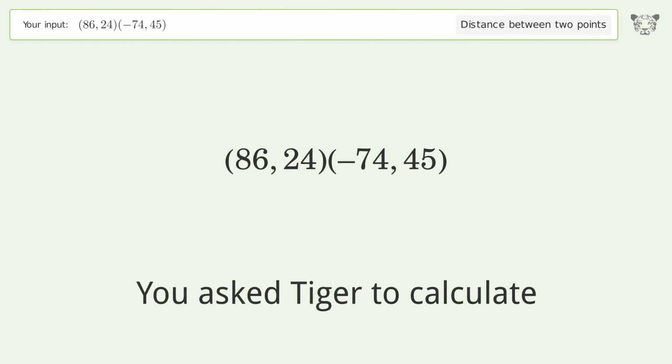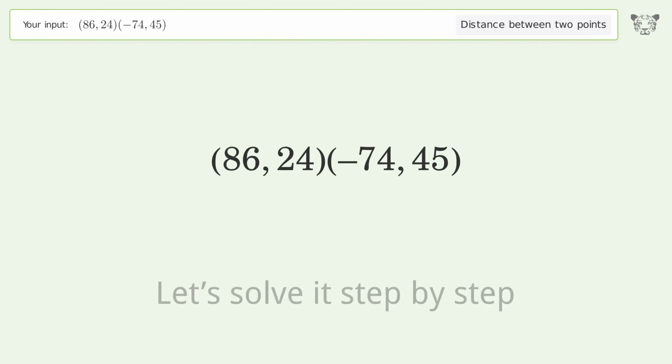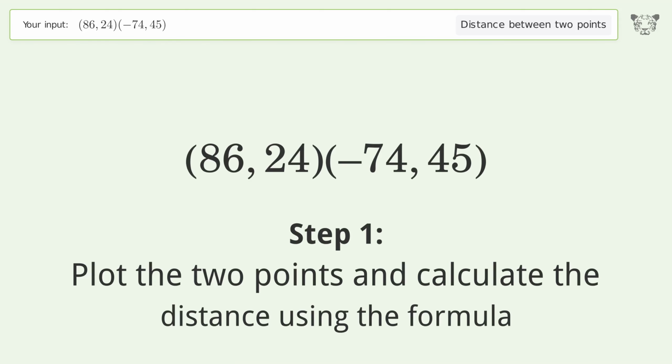You ask Tiger to calculate. This deals with the distance between 2 points. The distance between the 2 points is the square root of 26,041, or 161.372. Let's solve it step by step. Plot the 2 points and calculate the distance using the formula.